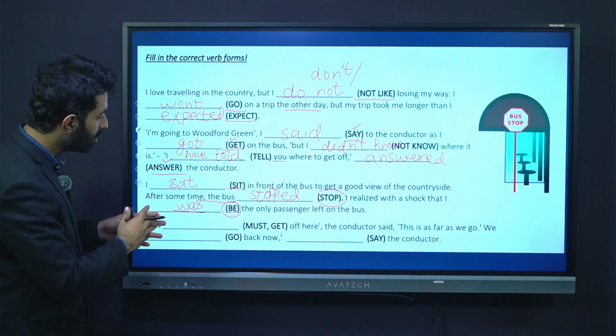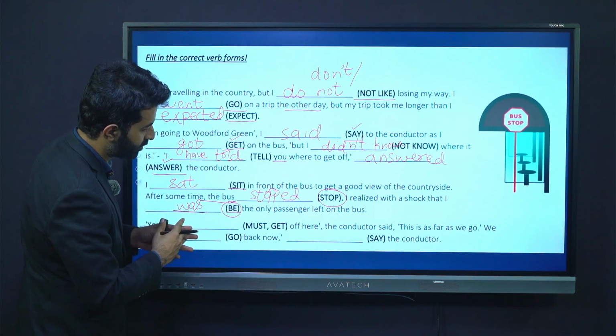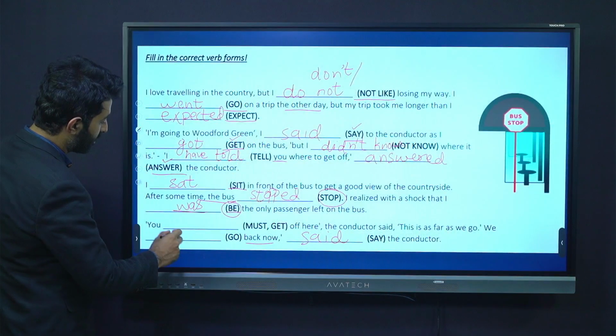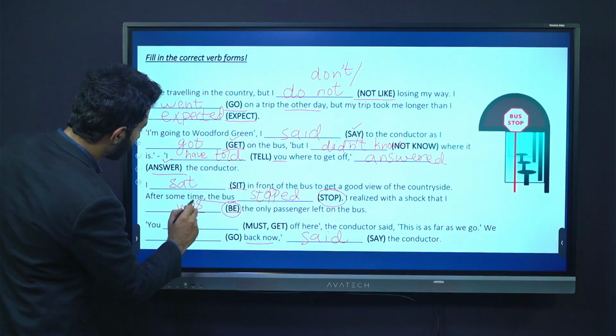यू must get off here, the conductor said. This is as far as we go. We are going back now, said the conductor. Right? So, said the conductor, we will go back now. अब हम वापस जाएंगे. Now, how do you solve this one?